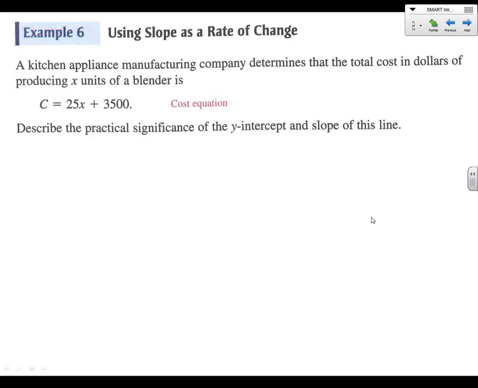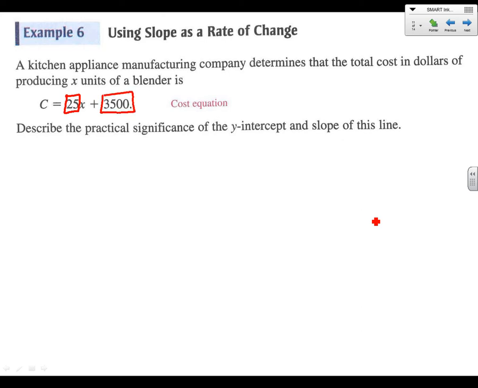All right, so slope as a rate of change. A kitchen appliance manufacturing company determines the total costs of producing a blender is 25x plus 3,500. Describe the practical significance of the y-intercept and the slope. What we're talking about here are fixed and changing costs.